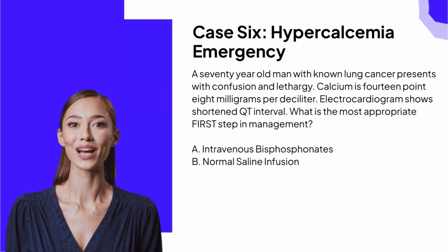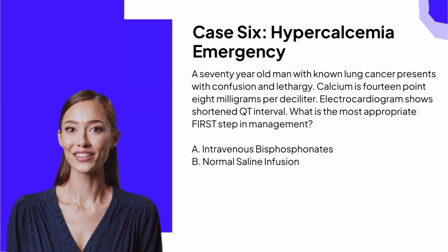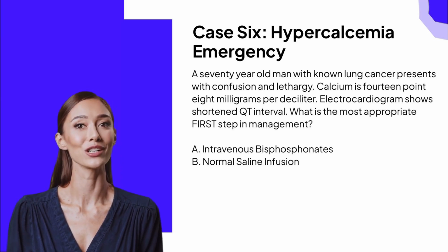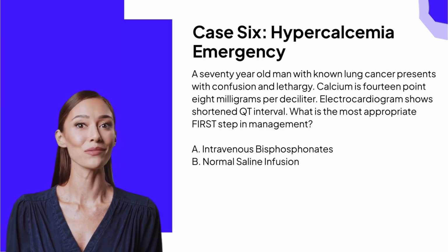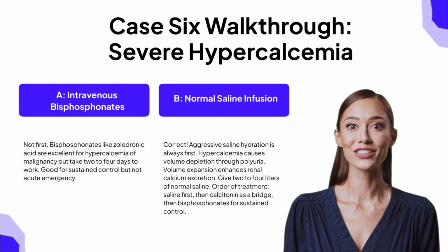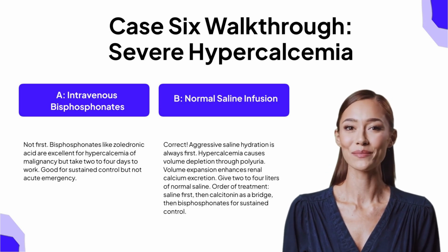A 70-year-old man with lung cancer presents confused and lethargic. Calcium is 14.8 and electrocardiogram shows shortened QT. What is your first step in management? Let us evaluate the answer choices for severe hypercalcemia.